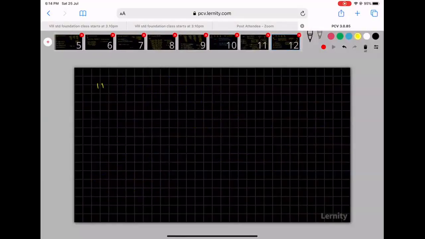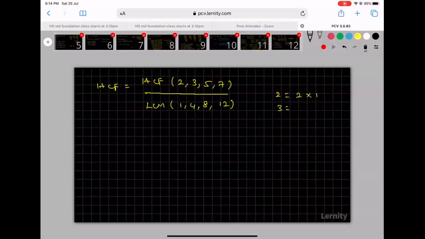So to find the HCF of 2, 3, 5, 7 divided by the LCM of 1, 4, 8, 12. This is the concept. First I want to find the HCF. 2 I can write as 2 into 1, 3 as 3 into 1, 5 as 5 into 1, and 7 as 7 into 1. So the only common value is 1. The numerator answer is 1.